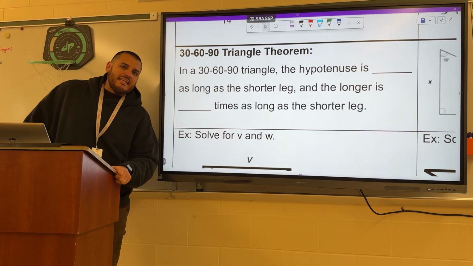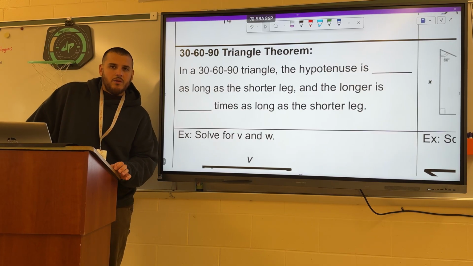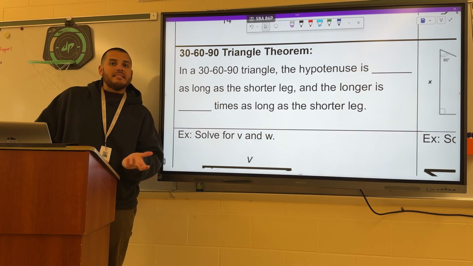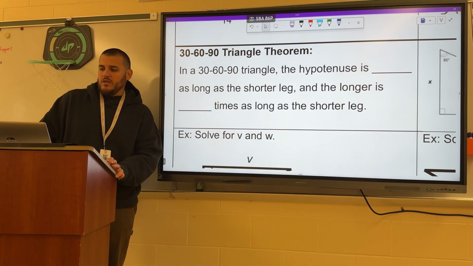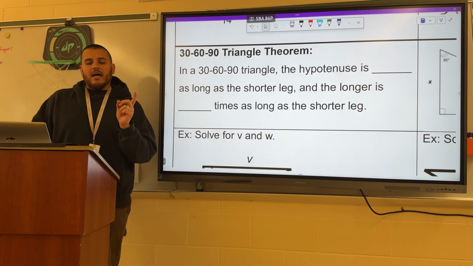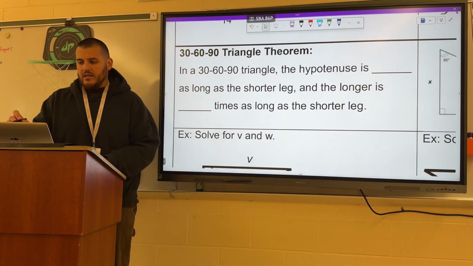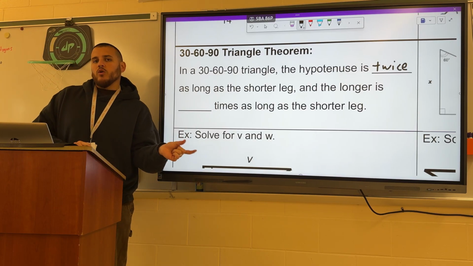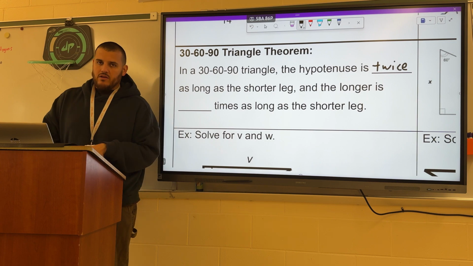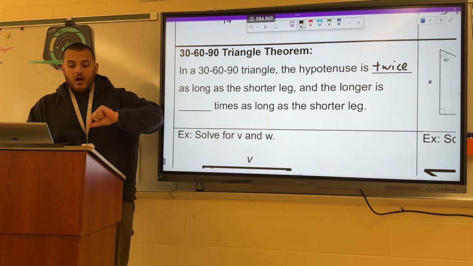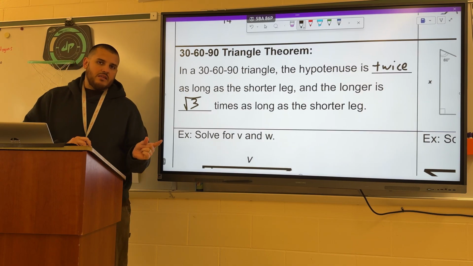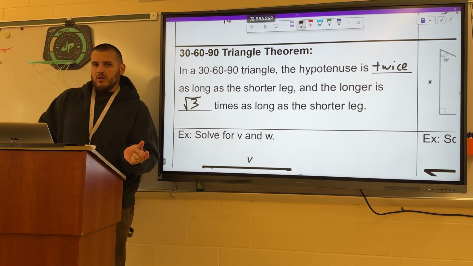The 30, 60, 90 triangle is a little bit more complex than the 45, 45, 90 because all three side lengths have to be different from each other. None of them are going to be congruent. Here are the rules. The hypotenuse of a 30, 60, 90 is twice as long, 2 times longer than the shortest leg on that right triangle. And the long leg is the square root of 3 times as long as the shorter leg.